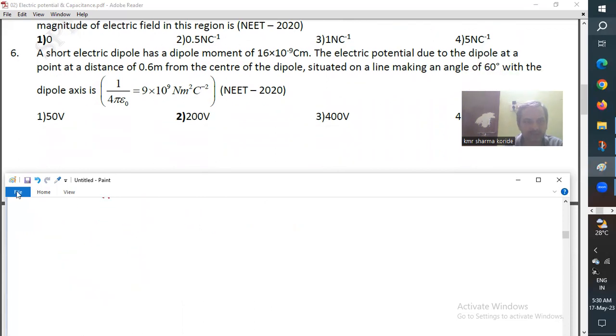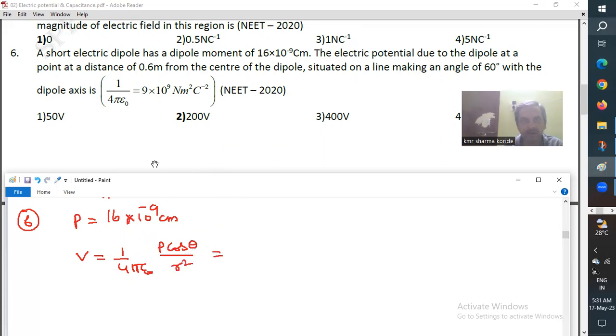Moving to question number 6. A short electric dipole has a dipole moment of 16 into 10 to the power of -9 coulomb meter. The electric potential due to the dipole at a point at a distance of 0.6 meter from the center of the dipole, situated on a line making an angle 60 with the dipole axis. What we need to find out is the potential. So get back the formula. It is 1 by 4 pi epsilon naught. Potential due to a dipole is P cos theta divided by R square.